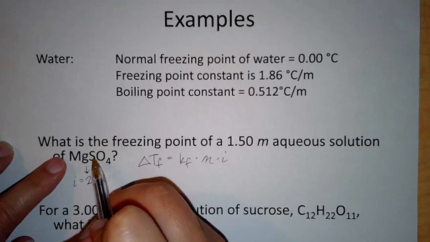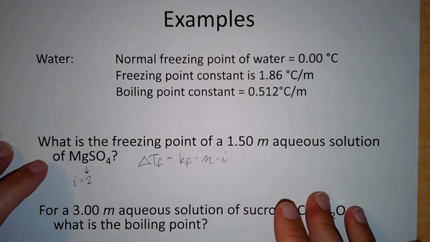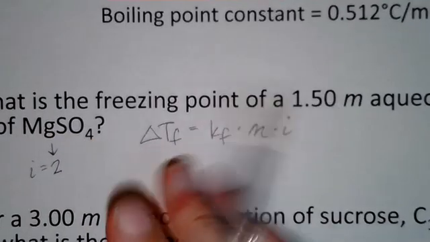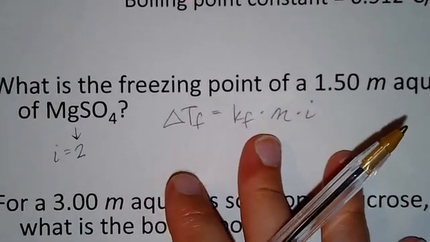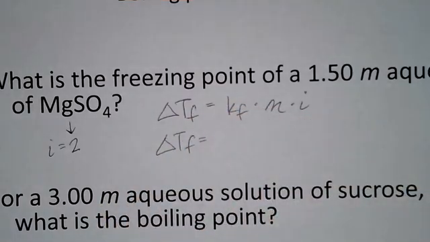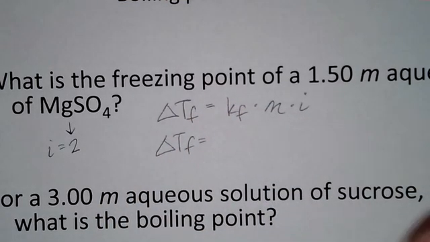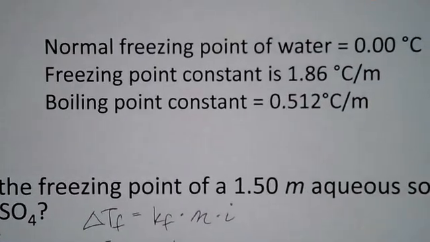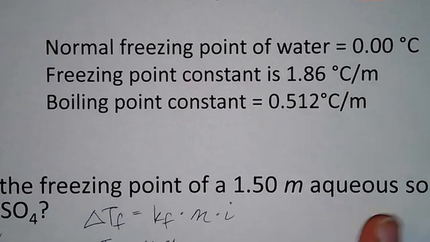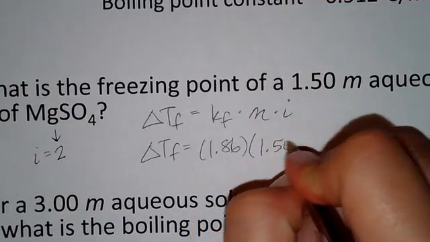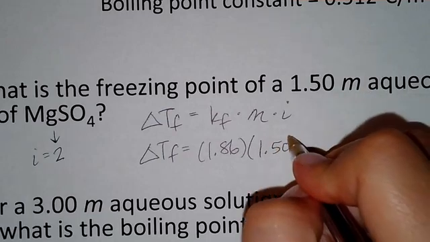So filling in our information, we have Kf, which is 1.86. I'm getting that from up here. We have our constant values. All right, times our molality of 1.5, that's given for us, times an i value of approximately 2. All right, 1.86 times our 1.5 times 2.